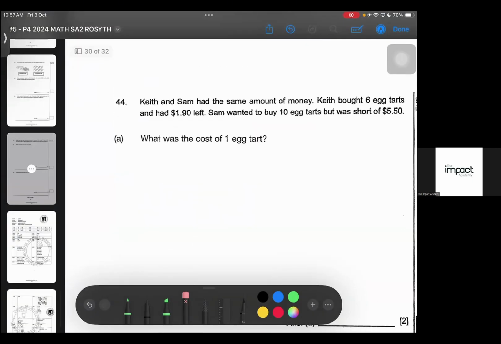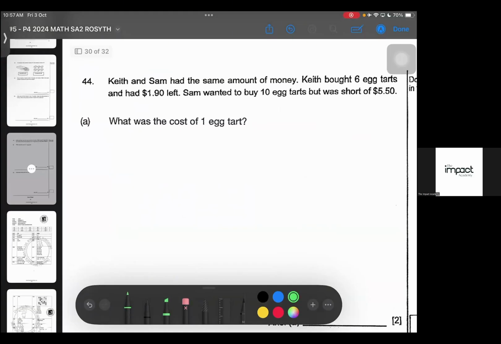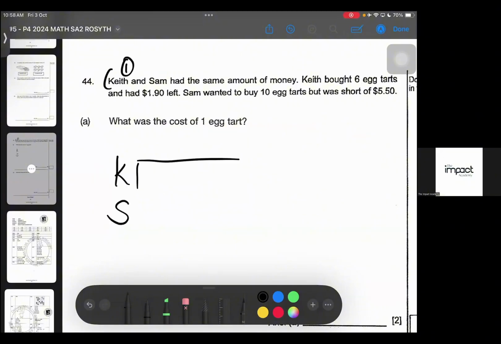When I look at the first question, can you all just read for me? Ready? 1, 2, 3, let's go. Keith and Sam had the same amount of money. Wait, understand or not? Do you go on reading or do you say wait? 1, 2, 3, go. Very good. So we say that Keith and Sam had the same amount of money. If they had the same amount of money, I'm going to make sure I have my model drawn in this manner. Am I making sense or not making sense?